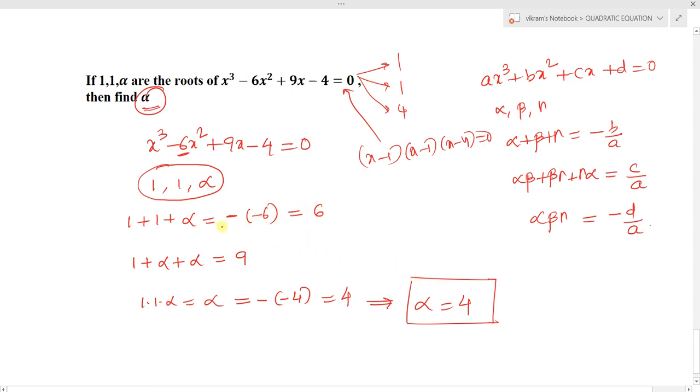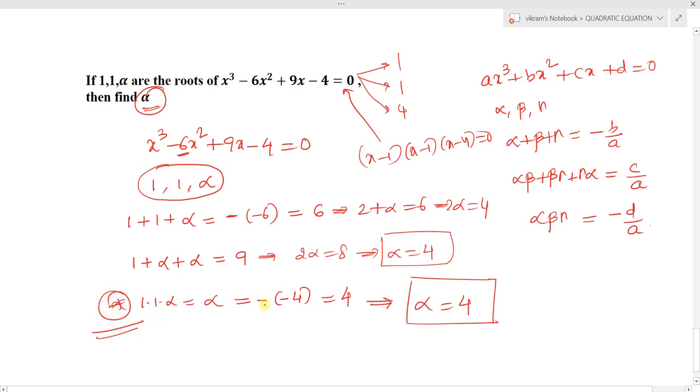You can do it in any manner. For the first one, the sum of the roots, we obtain 2 plus alpha equals 6. From this also alpha equals 4. And this one is nothing but 1 plus 2 alpha equals 9, so 2 alpha equals 8, and from this also we obtain alpha equals 4. Okay, you can consider any one. But the best solution is to consider the product of the roots.